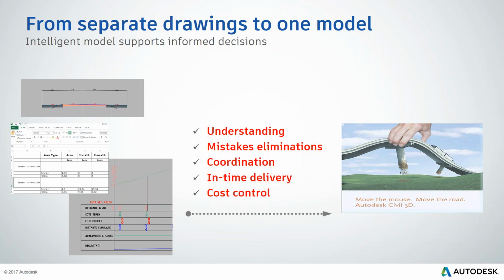And here I used a rather old drawing: move the mouse, move the road, which in fact applies very much to road rehabilitation, because what you want to achieve is that if you move, for example, the longitudinal profile, then all the cross sections are automatically updated, all the volumes are automatically updated, all analyses are automatically updated, and you immediately have a response from the software on what you did, and you can make a much better decision during the design process.